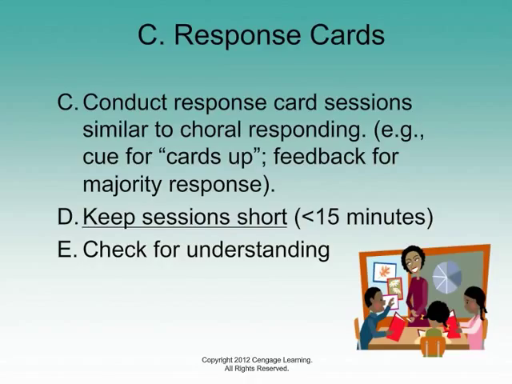So conducting response card sessions is a lot like choral responding. You have a cue for your cards up, you give feedback for the majority response, and you want to keep the lesson short.